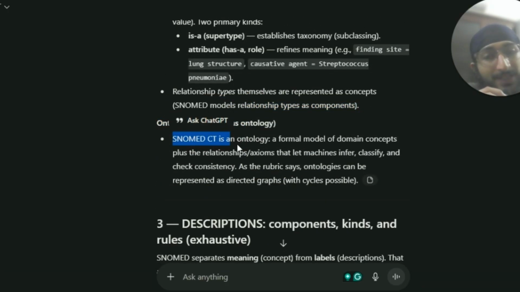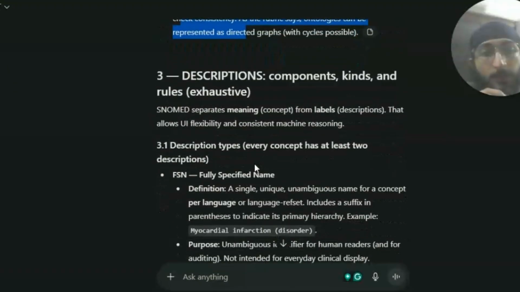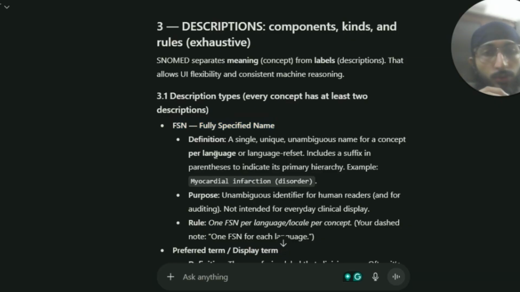Then ontology. SNOMED CT is an ontology, a formal model of domain concepts plus the relationships and axioms that let machines infer, classify, and check consistency. And we talked about descriptions, that is, the fully specified name. So let us go through this again.